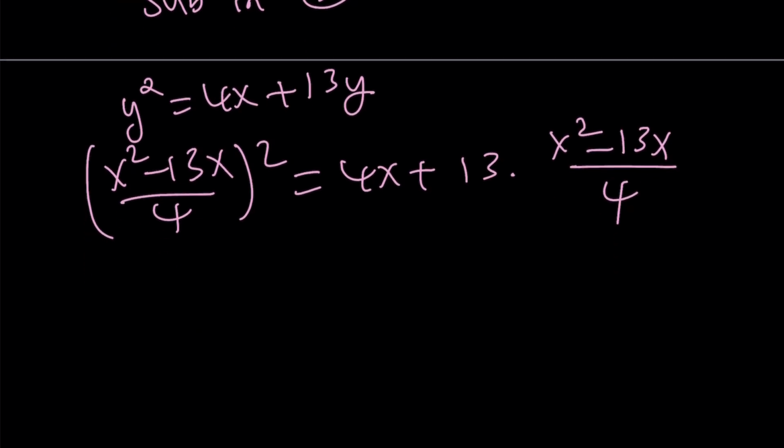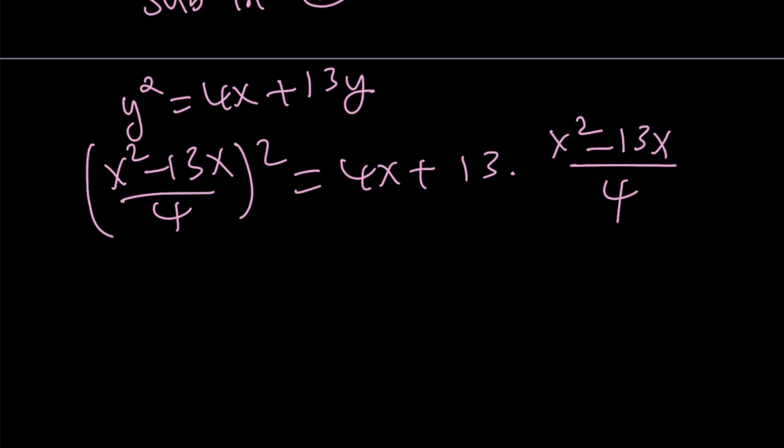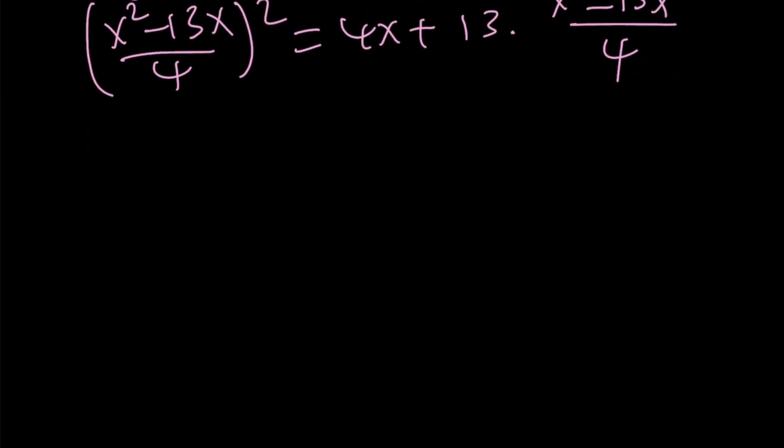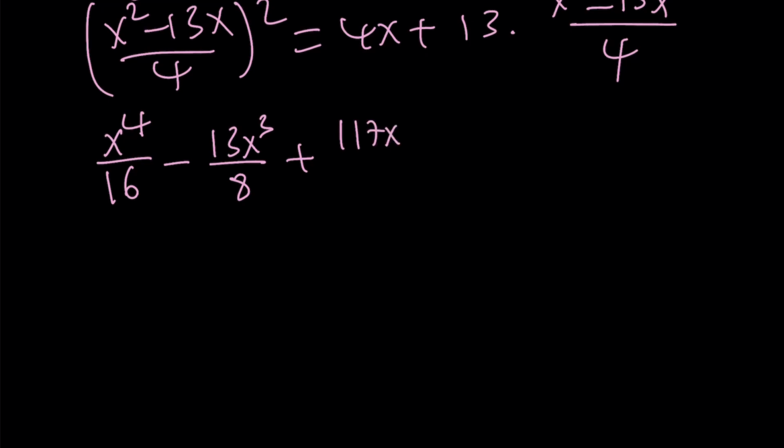So I do get a quartic equation, apologies, from here. And if you expand it without making a common denominator, this is what it looks like. It's going to look like this: x to the 4th power divided by 16 minus 13 x to the 3rd divided by 8 plus 117 x squared divided by 16 plus 153 x divided by 4 equals 0.